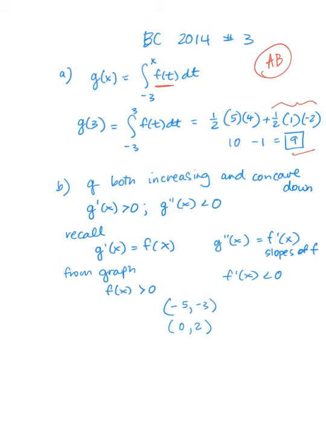In part B, we're asked on the open interval from -5 to 4, when is the graph of G both increasing and concave down? Increasing is the first derivative, so I want that to be greater than 0, and I want the second derivative to be less than 0. Remember, we know that G prime is equal to f, therefore G double prime is equal to f prime, which is our slopes of f. So from the graph, we want to know when f is greater than 0, but the slopes of f are less than 0. So we have two instances here from -5 to -3, where we have both positive above the x-axis but a negative slope, and also from 0 to 2.